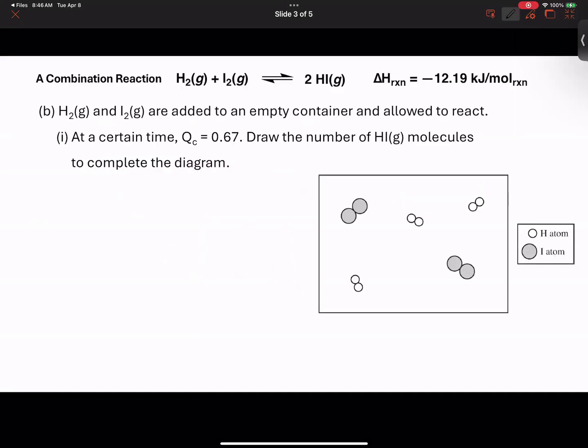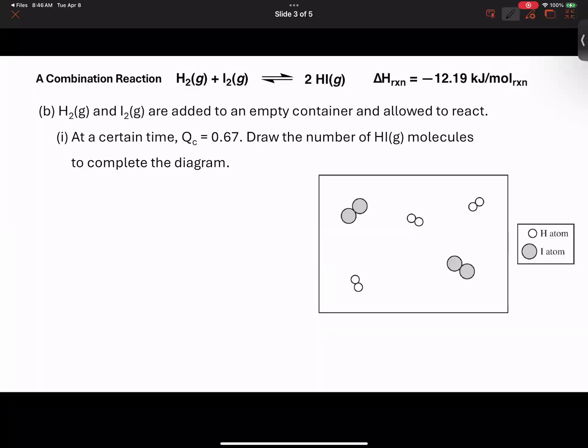Okay, and let's look at this diagram. Hydrogen gas and iodine gas are added to an empty container and allowed to react. At a certain time, the reaction quotient becomes 0.67. Draw the number of hydrogen iodide gas molecules to complete the diagram.